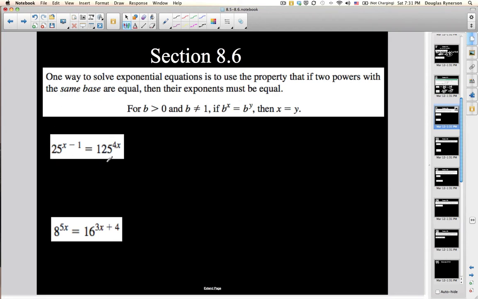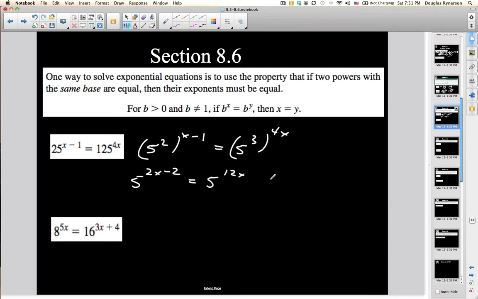So if you look at this equation, this has a base of 25, this has a base of 125, they're not the same. But I could rewrite them to both be powers of 5 because 25 is 5 squared. So this is 5 squared to the x minus 1 power. And 125 is 5 cubed to the 4x power. When I take a power to a power, I multiply the exponents. So this is 5 to the 2x minus 2 power. And this is 5 to the 12x power.